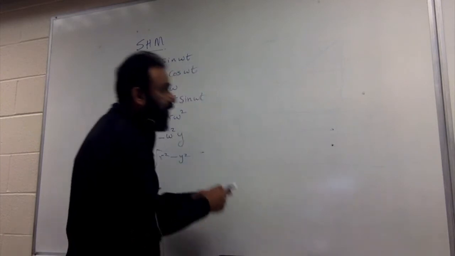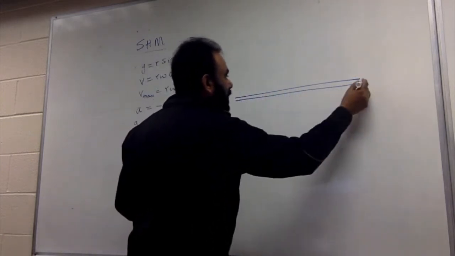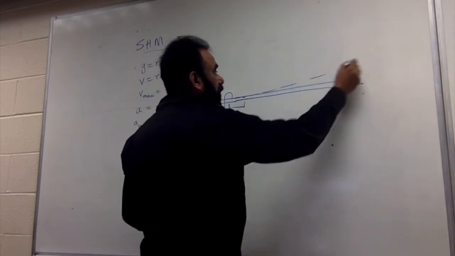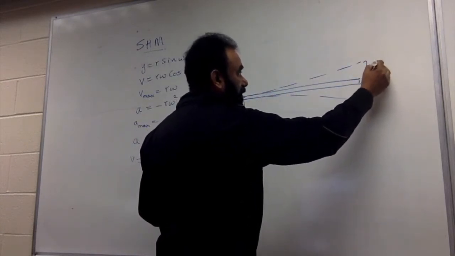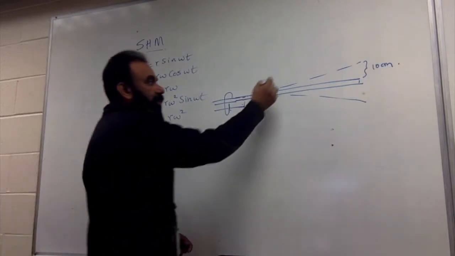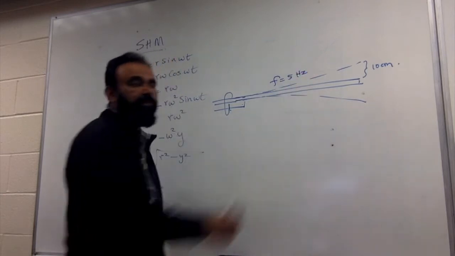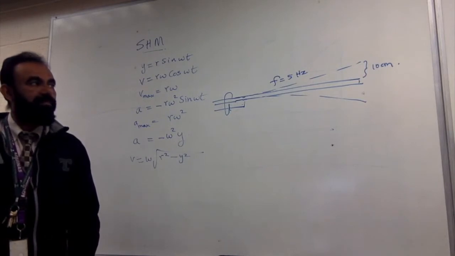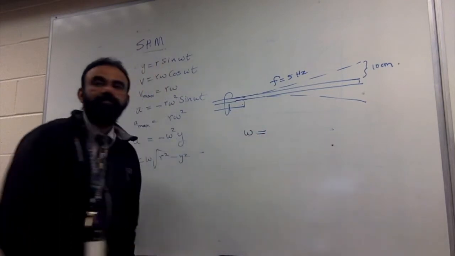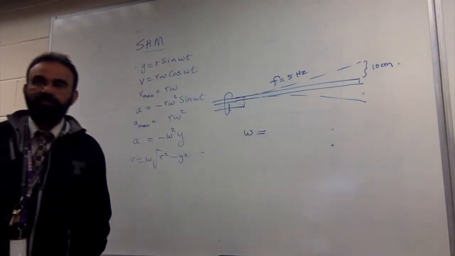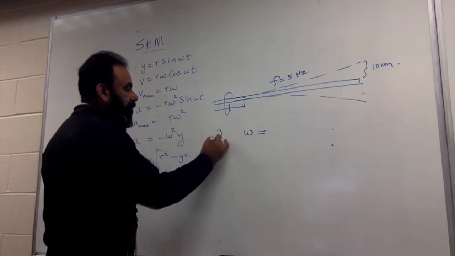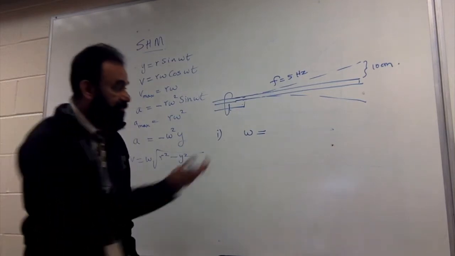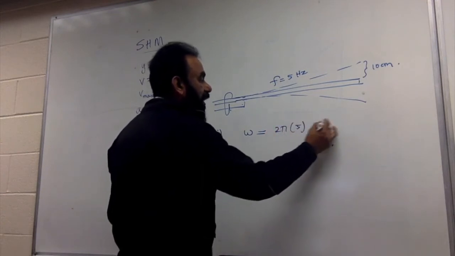So here's the problem. That's a meter stick that is clamped on the table. Okay? And this meter stick is made to oscillate with an amplitude of 10 centimeters. And the frequency is 5 hertz. What is omega? What is the angular frequency? Find this out. You should be able to do it fast now. What is the angular frequency formula? 2 pi f. Put it down. 2 pi times 5, which is 10 pi.